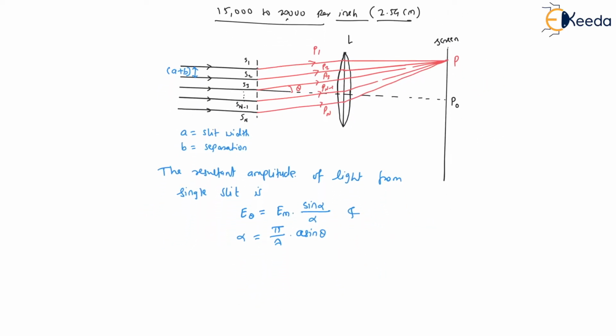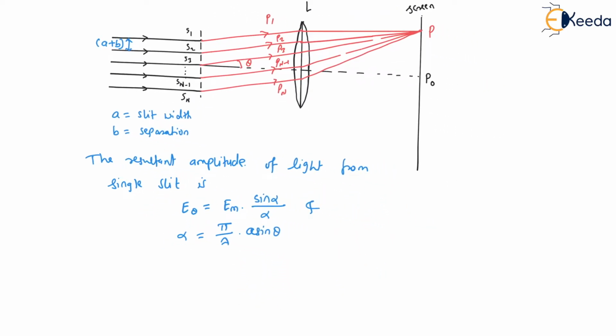Now, to find the path difference for this interfering light. Here Em means the maximum amplitude. Now see, each source will produce secondary wavelets in all possible directions, and we have drawn the resultant of all those waves, which has resultant amplitude E theta equal to Em sin alpha upon alpha. Always remember this, and this wave starts from the midpoint of that slit.